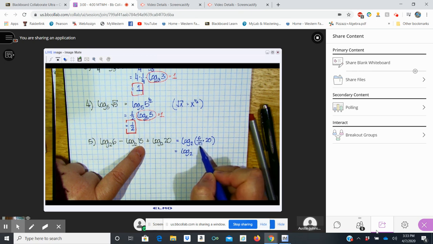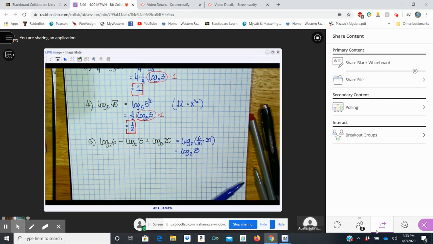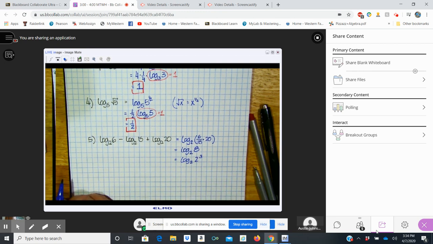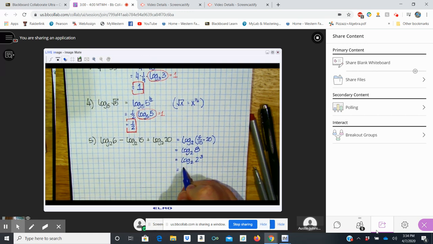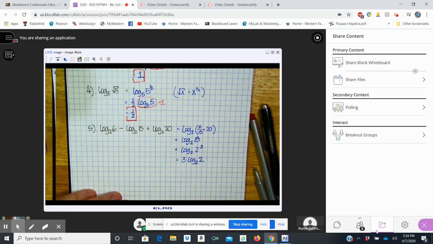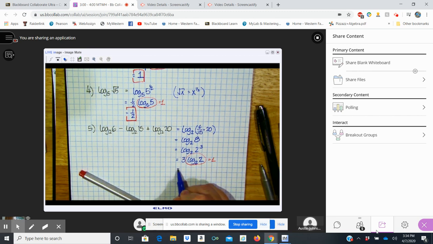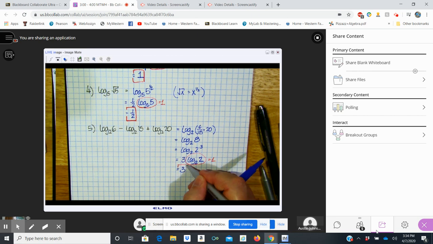Six over 15 times 20 gives me an 8. Eight can be rewritten as 2 to the power of 3. That 3 is now an exponent that can be pulled up front. And log base 2 of 2 is 1. So this is just a 3.